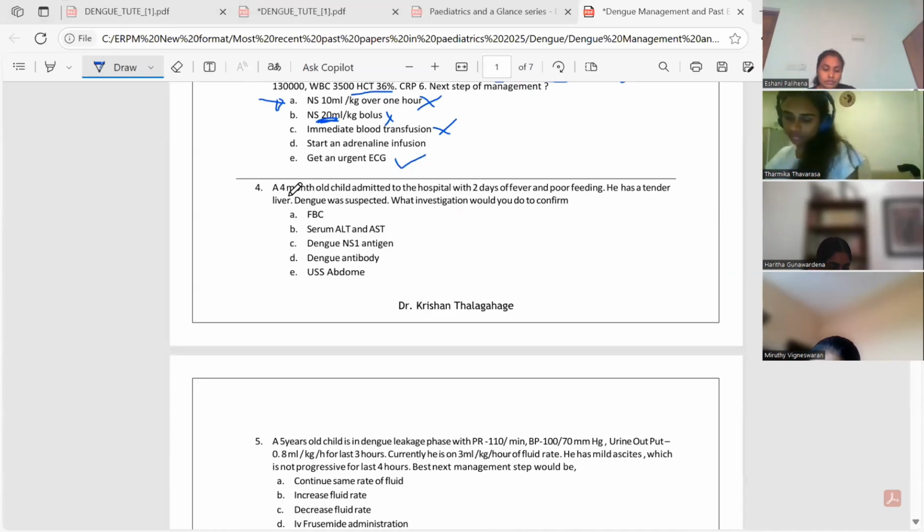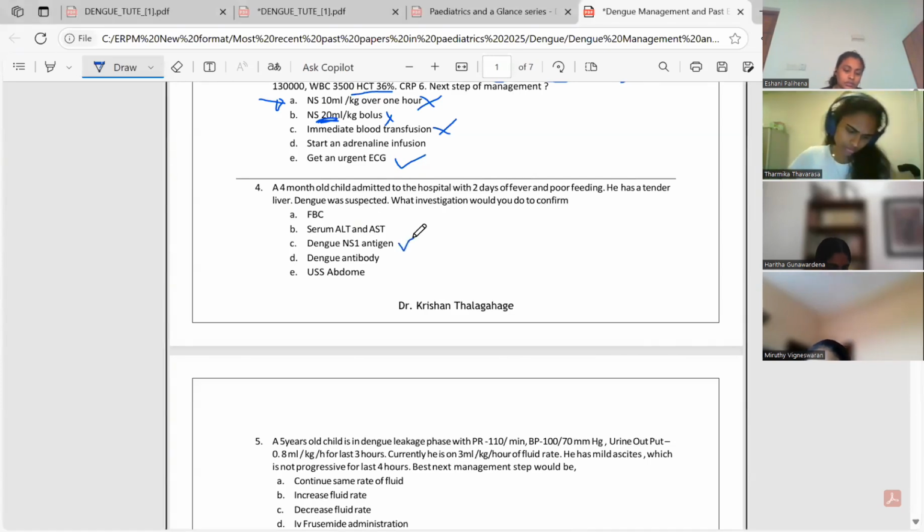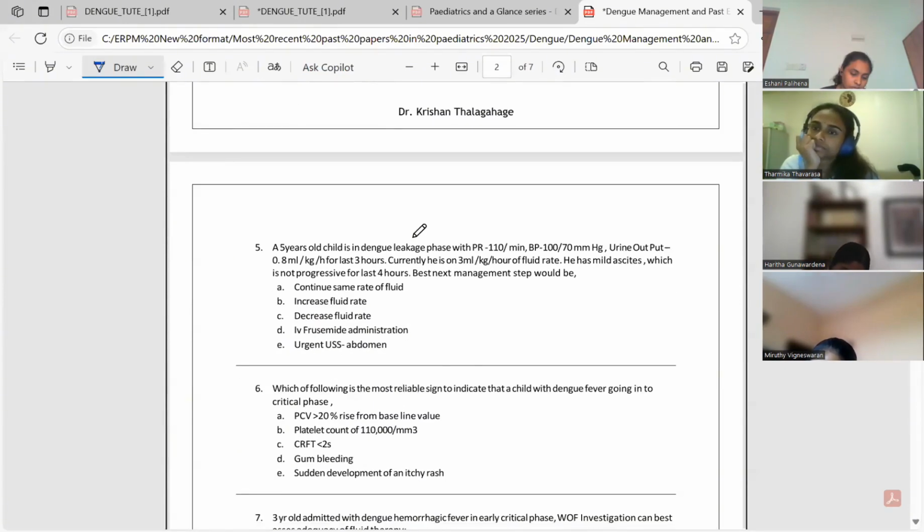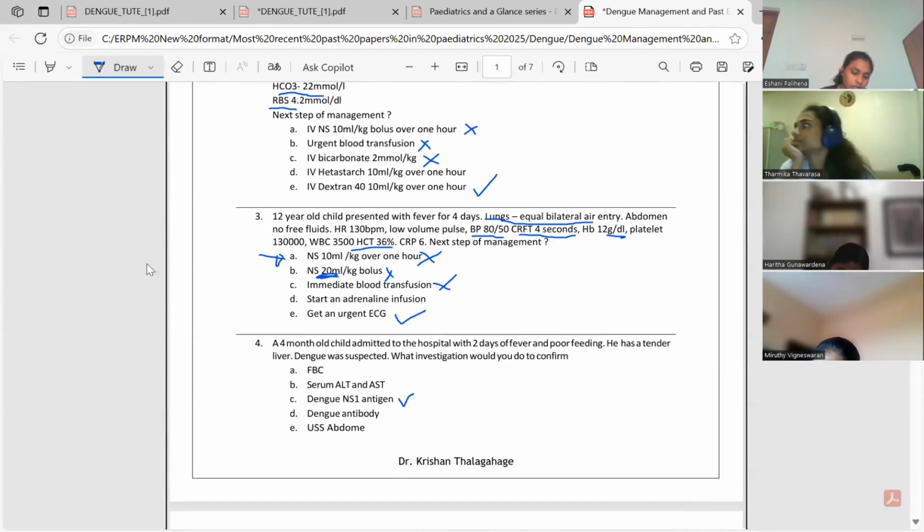Next question. A 4 month old child admitted with a history of fever and poor feeding for 2 days. Dengue was suspected. What is the best investigation to confirm? Two days of fever, so the best investigation should be NS1, isn't it? Right? Fairly straightforward. These are all past exam questions. This is a model question.